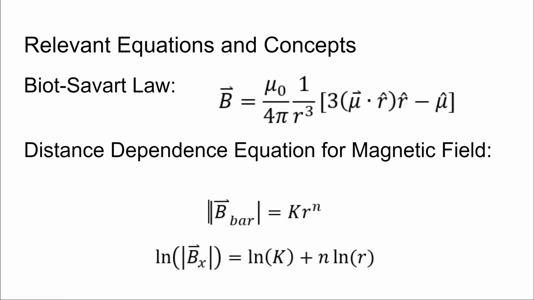The relevant equations and concepts: the Biot-Savart law and the distance dependence equation for magnetic field were the two main equations used in this. By the end, I'll show you that by equating these two different equations, we were able to determine the magnetic dipole moment of the bar magnet.